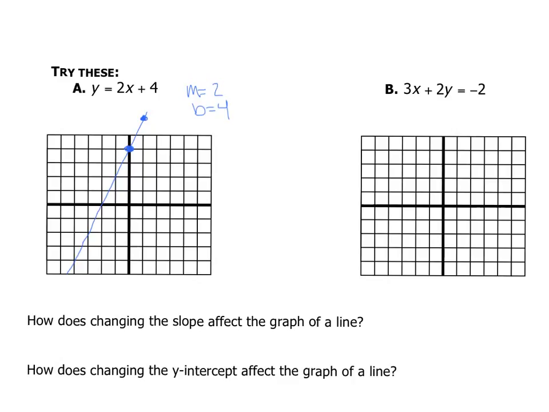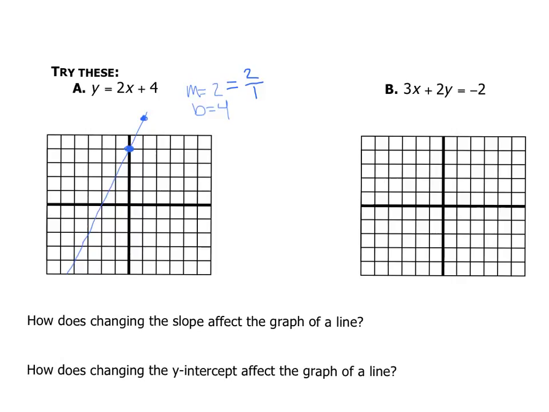Okay, so here's A. I found the slope to be 2 and y-intercept to be 4. Sometimes your line's going to go off of your graph, and that's okay. One thing you can always do also is, since the slope was 2, meaning 2 over 1, remember we want ours to be a fraction, that means I'm going to go up 2 over 1.